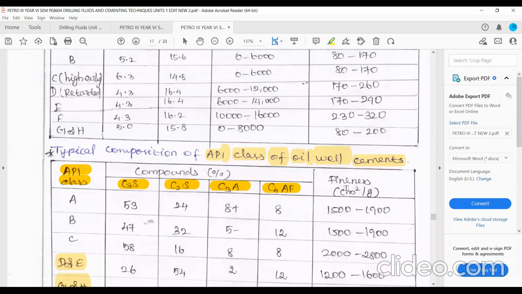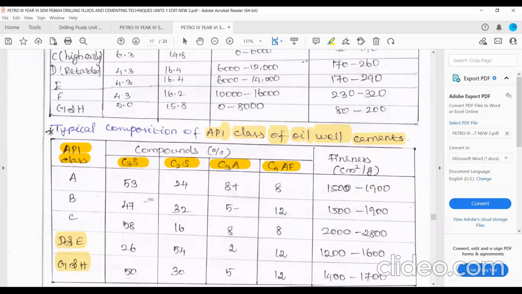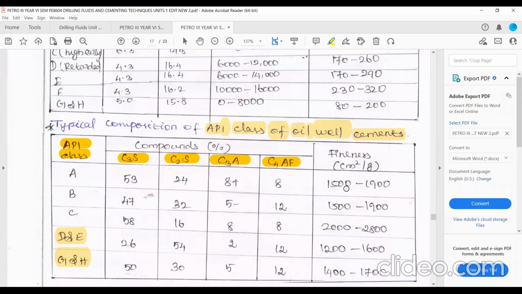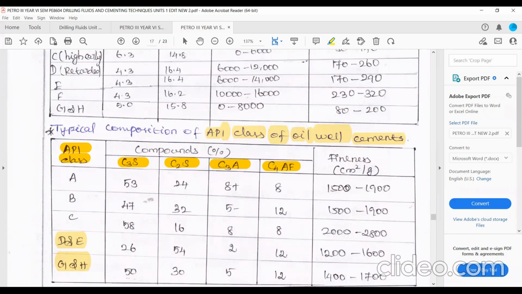Typical composition of API classes of oil well cements. We have API class A, B, C, D, E, G, and H. F is missing here. There is no specification about F here. How much is present? So please see the composition here. What is the question? Functions as well as composition.